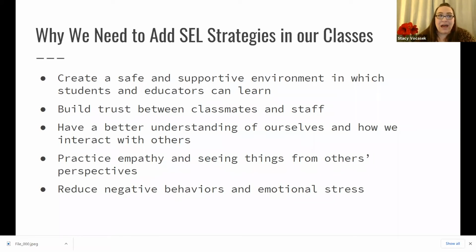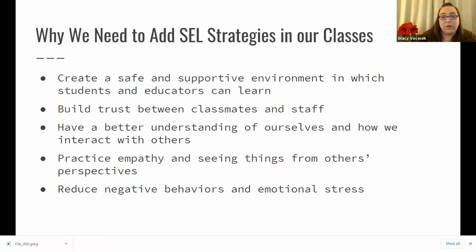Building trust between classmates, between us, right? Especially right now. I'm not sure what your situations are, if you're hybrid, remote, in person, all of the above, but it's a lot harder to figure out what's going on with our kids when they're not in front of us all the time. So let's see how we can change that a little bit through the screen. Having a better understanding of ourselves and how we interact with each other, and that goes for the kids too. Practicing empathy, seeing things from others' perspectives, and reducing negative behaviors and emotional stress.